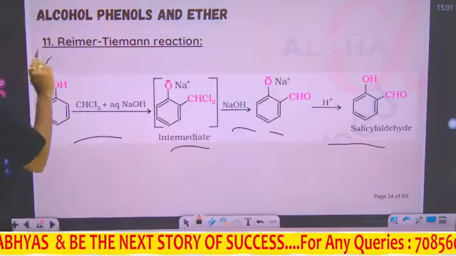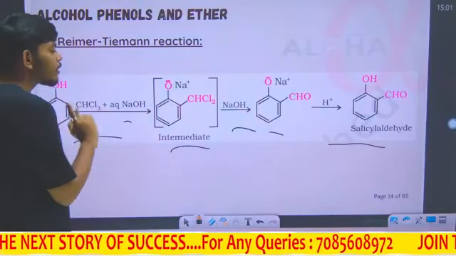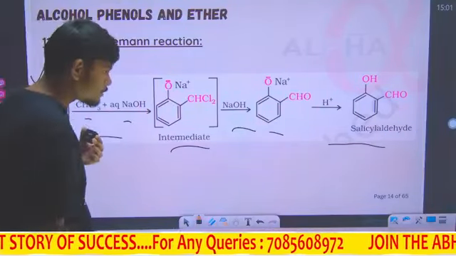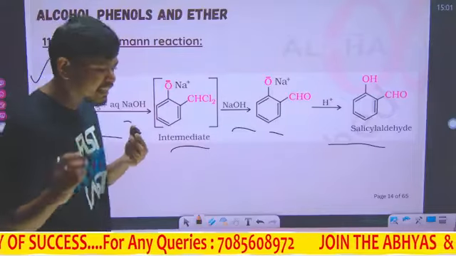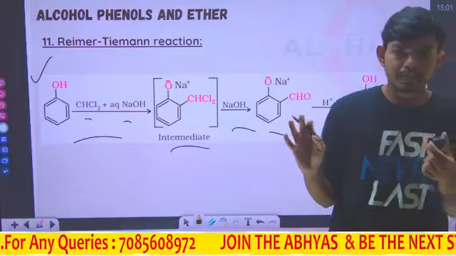So this is your phenol. You react with chloroform and aqueous NaOH. You get the phenoxide ion here. A CHCl2 group is introduced here. This is your intermediate.